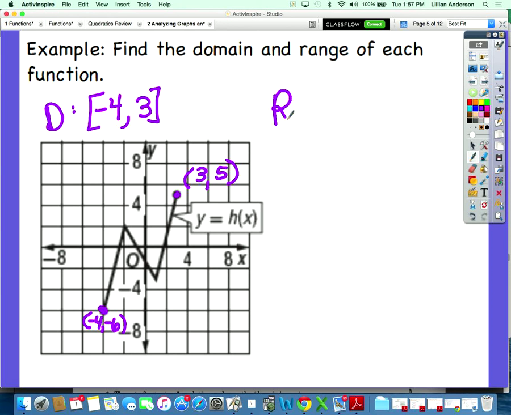We do the same thing with our range. But this time we're looking at the y's. So I start where? -6. Is that point included? Sure is. And we go all the way up to what number? 5. Is that point included? And there's our range. Okay? Where we start to where we finish, domain is x, range is y. Questions?